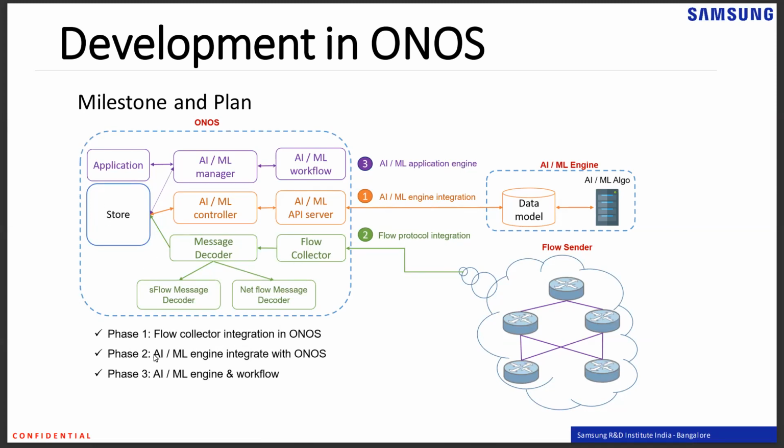Thereafter, phase 2 is for the AI ML engine integration with ONOS, where the AI ML controller will fetch the records from the store, and then it will train its models and create a prediction model. And then phase 3 will be the later point work, where we will bind everything together and we will propose an end-to-end solution. So currently we are planning to work on 1 and 2. These 2 phases can be worked upon concurrently. So we are doing it right now, and phase 3 is for a later point of time.